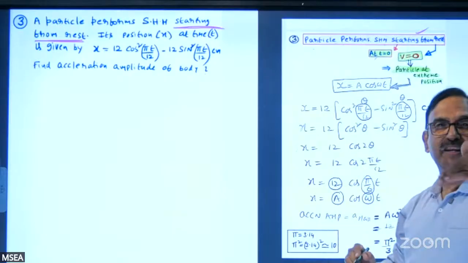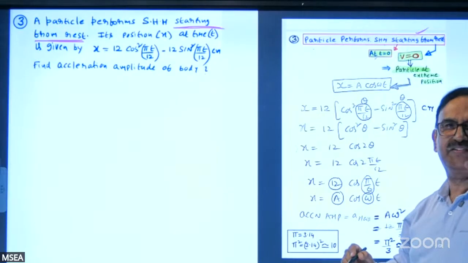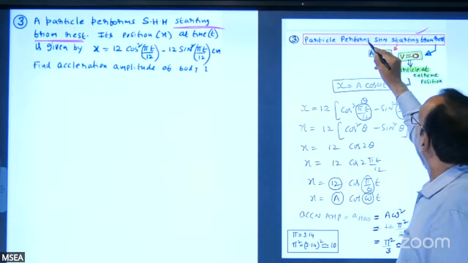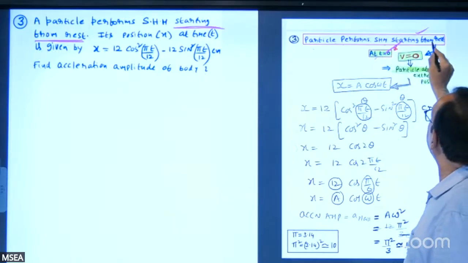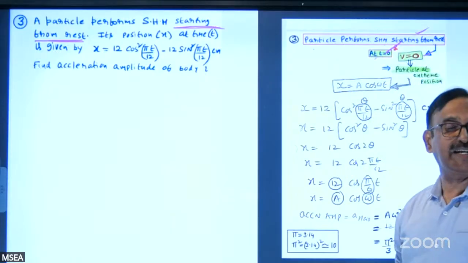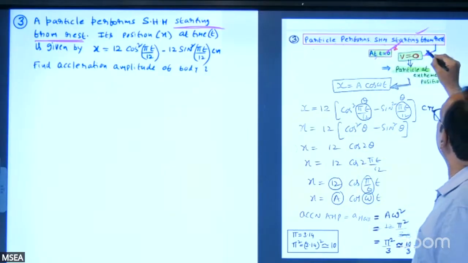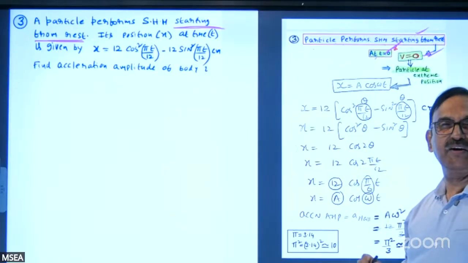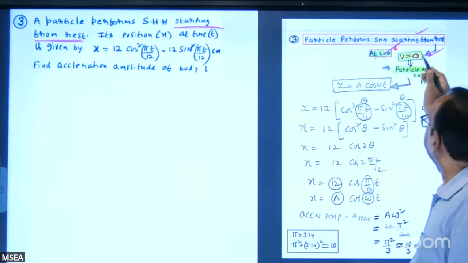Particle performs SHM starting from rest means at t is equal to 0, whenever the motion starts, that time we call as 0. Whenever the motion begins, that time t is 0. So starting means starting time 0. At starting time 0, its velocity is 0, it is starting from rest. What do you mean by rest? At t is 0, its velocity is 0. That's the meaning of rest. Rest means velocity is 0 when starting time is 0.